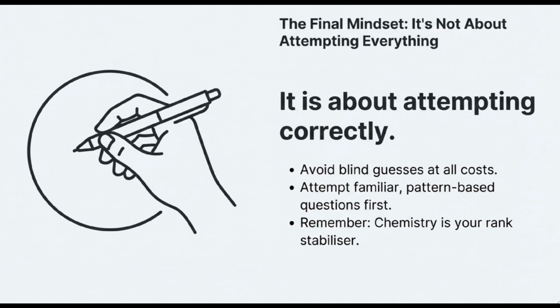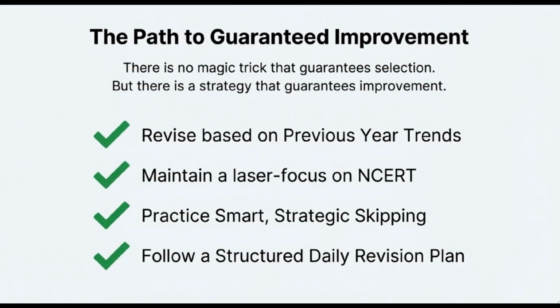The final mindset should be, it is not about attempting everything, but attempting it very correctly, because you have negative marks. All the questions are not numericals, but you have negative marks, right? Even an average chemistry score can protect your rank if mistakes are avoided. Remember that. So revise based on the previous trends, maintain laser focus on NCERT, practice smart, skip the weakest chapters in your chemistry, and follow a structured daily revision plan. Have a plan and do it accordingly.